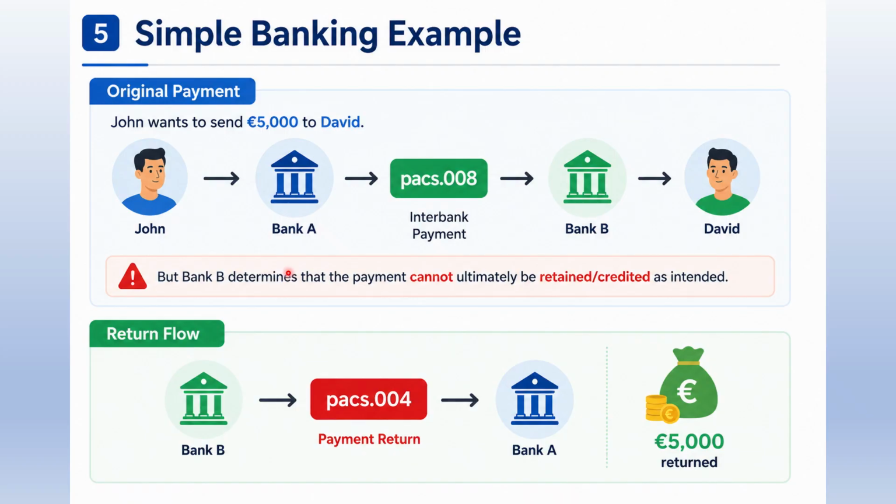Let's take a simple example. John wants to send 5,000 euros to David. John gives the instruction to Bank A. Bank A sends a pacs.008 interbank payment to Bank B. Bank B receives the payment for David. But then Bank B determines that the funds cannot ultimately be retained or credited as intended. So Bank B now needs to send the money back. The return flow becomes Bank B, pacs.004, Bank A, and the 5,000 euros are returned. That is the basic purpose of pacs.004.